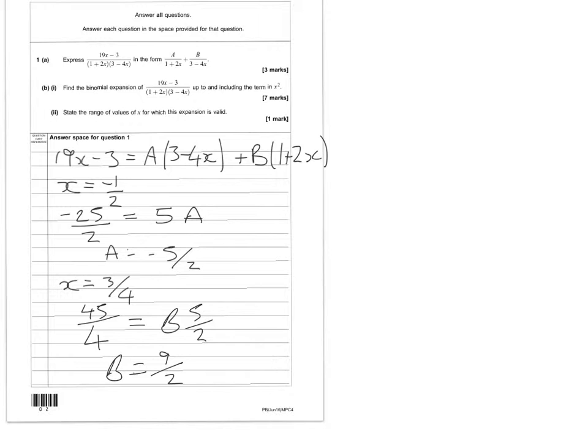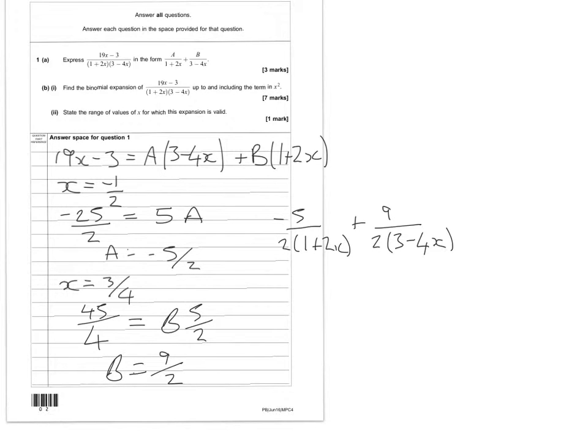So I get negative 5 over 2 times 1 plus 2x, plus 9 over 2 times 3 minus 4x. Okay.